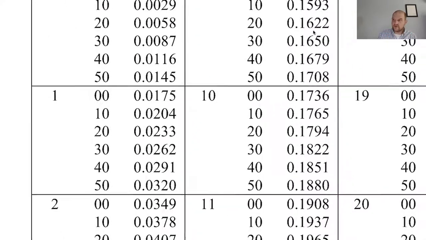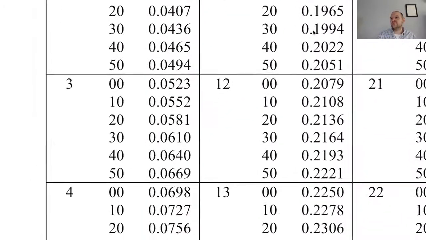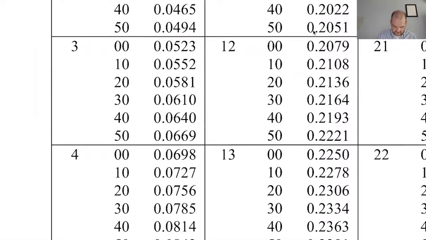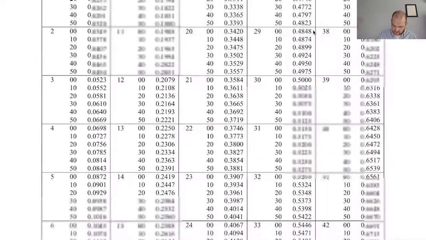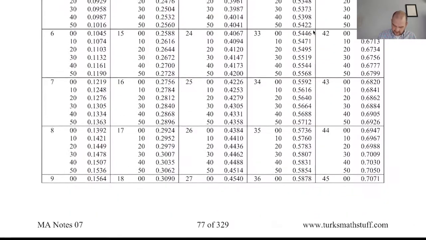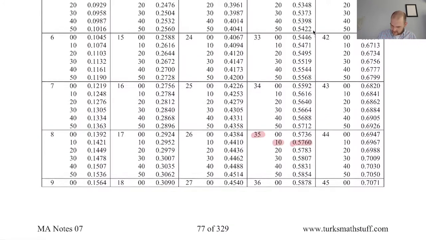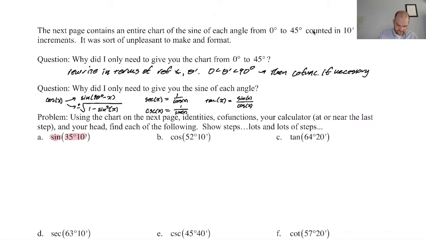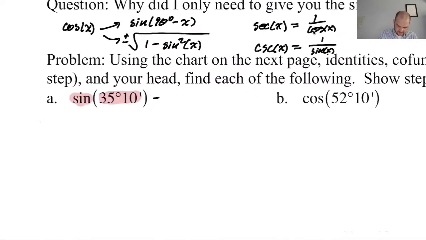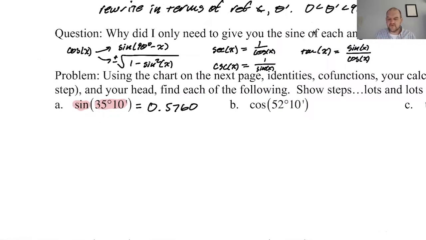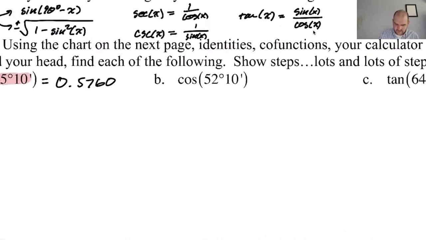So what are we doing? 35°10'. I've got this open on another computer so I can look at the problems. Let's make this smaller so it's easier to deal with. 35 is our angle, 10 minutes, 0.5760. So we go back up and say 0.5760, and that's all we got there. So that should approximately be the sine of 35°10'. All right, let's take a look at this next one.